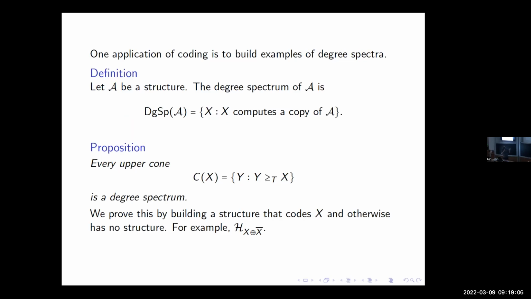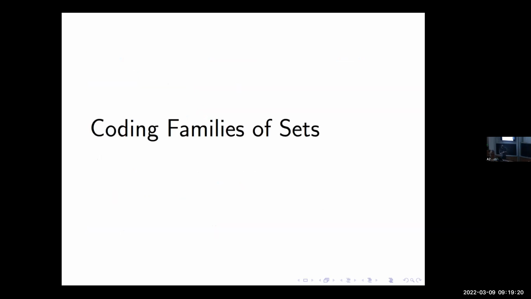So that's coding sets, right? And basically the takeaway from coding sets is that it's essentially very well understood. We have a good characterization of when a set's coded. It's a very simple characterization, and you actually can't do that much with them in terms of things like degree spectra. But now if we look at families of sets, we're going to get a much richer picture emerging.